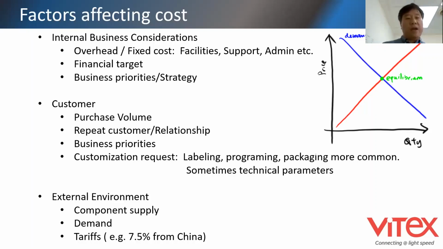Another important factor, and that's also true with a company like us, is the customer. In a B2B business, clearly the purchase volume makes a big difference. We'll definitely give preferred pricing to, say, a repeat customer who buys 500 pieces a quarter, versus a customer who may just need 10 pieces as a one-off order, right? So clearly purchase volume and repeat customer relationship are very important. And again, because of their business priorities and relationship, all of that comes into play.